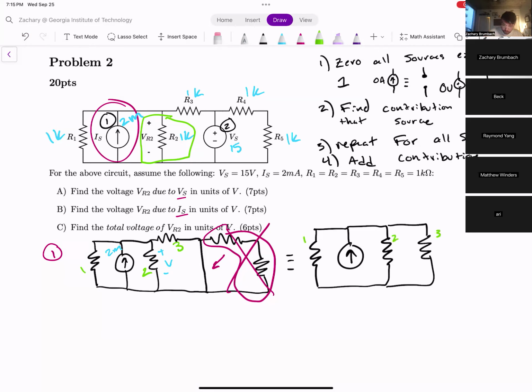So does this make sense so far how I've redrawn this? Yes. Great.